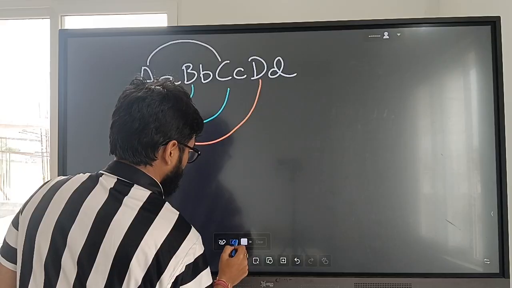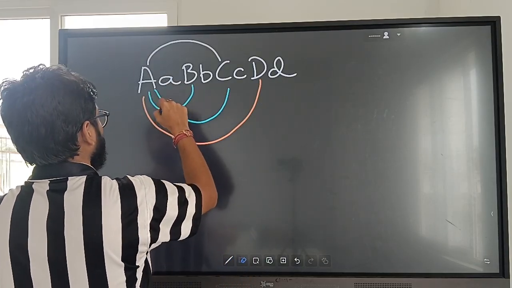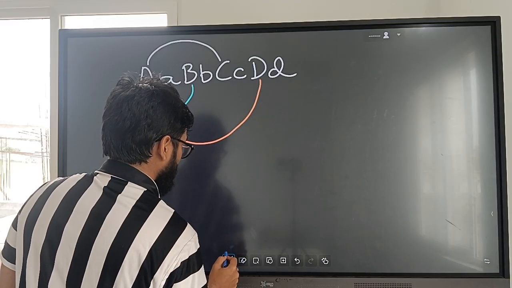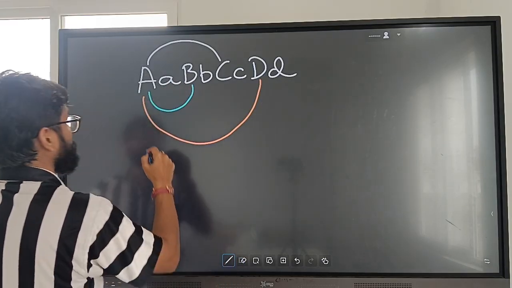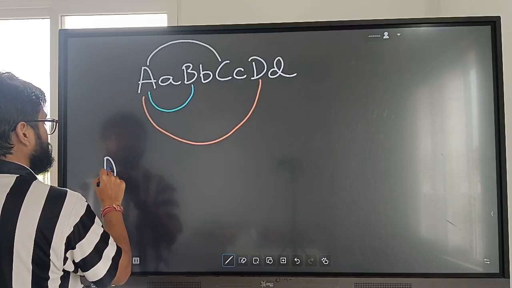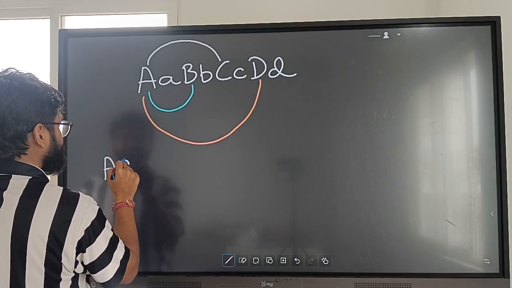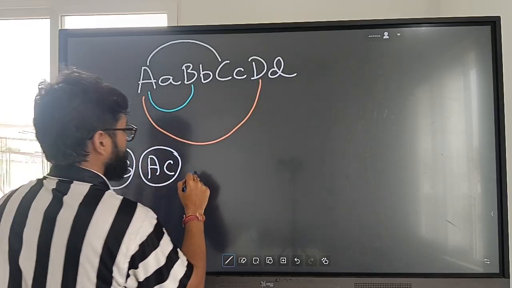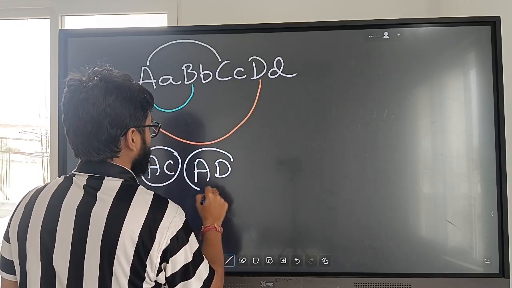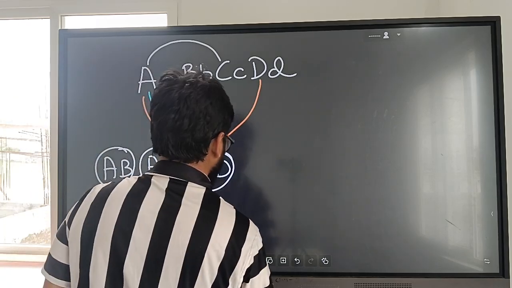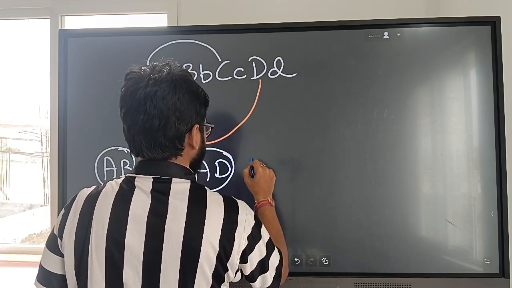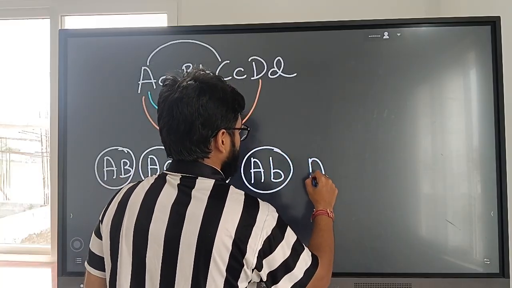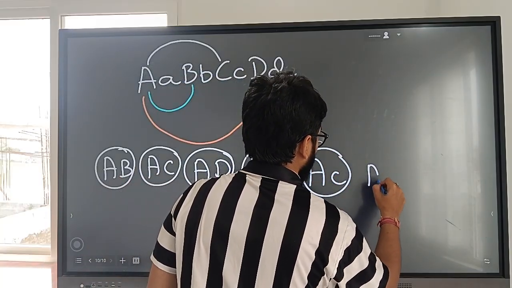So the possible number of combinations that you can get, let me rub it out so that it does not get confusing. So the number of possible combinations or the gametes that you can form from this is A, B, correct, A, C, correct, A, D, all capitals, correct, first part. Then we get A small b, A small c, A small d, correct.